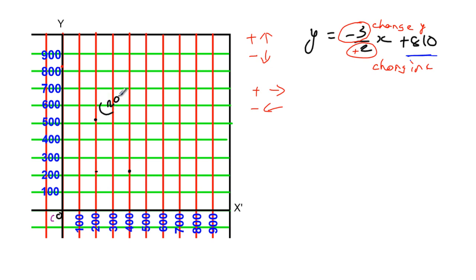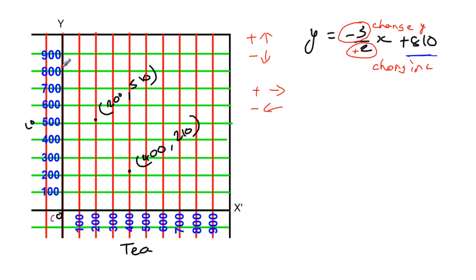X is 200 and Y is 510. What about this? X is 400 and Y is 210. And let me note down here, this x-axis is for tea and y-axis is for coffee. Now I will try to explain this question in more detail.